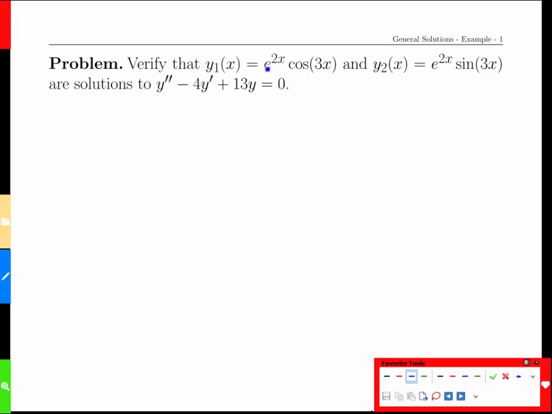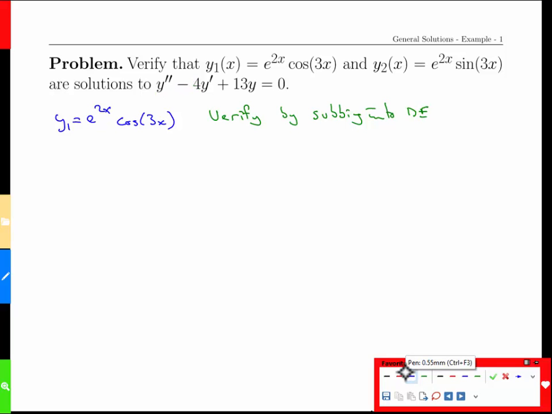So the first step is just the verification. We're told that y1, which is e to the 2x cos of 3x, is a solution. Now, if we're trustworthy, we think that's great. I believe whoever told me, but we're not quite that trustworthy yet. So what we're going to do is verify by subbing in. And we're going to sub it right into this particular differential equation with the -4 and 13 you see there. Of course, we can sub in for the y, check, but we have to sub in for y prime.